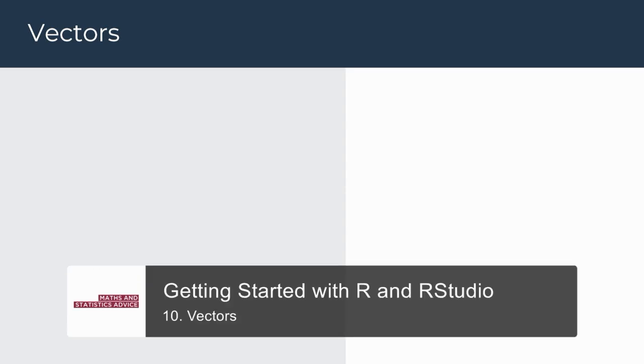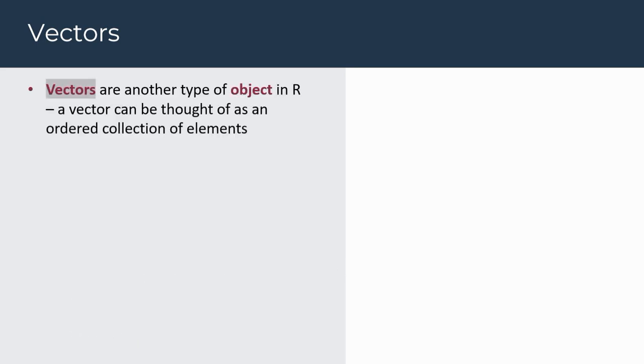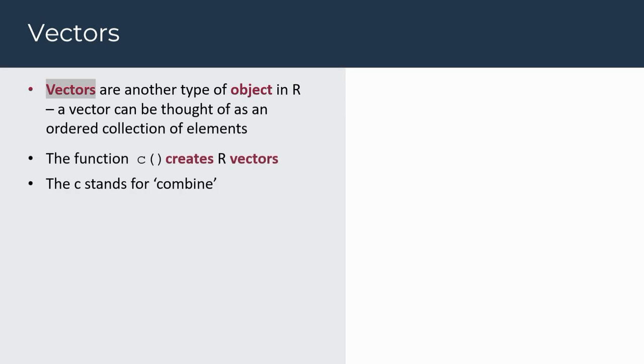We saw that a scalar is an object that contains a single value or element, such as 4 or the word apple. A vector can be thought of as an ordered collection of elements. We use vectors to store collections of elements that are all of the same type, for example, a list of names or a list of numeric measurements.